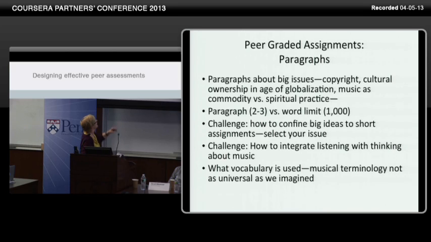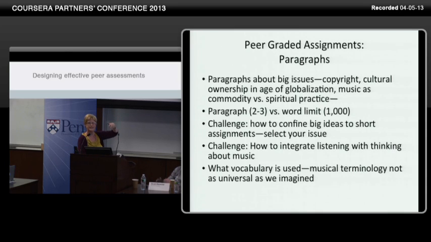Okay, so our paragraphs really were about the big issues: copyright, cultural ownership in an age of globalization, etc. People complained that first we put in a word limit, which is what we were told by Coursera, and then we put a paragraph, and there wasn't a really good correspondence between word limit and paragraphs. Anyway, people just wrote more. So with the word limit, they got cut off at 1,000 words.